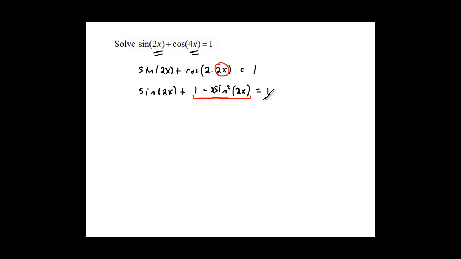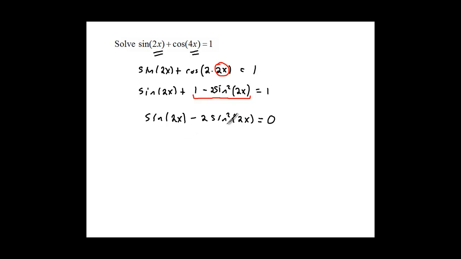And to solve a quadratic form, I always want to get everything equal to 0. And then if I can factor things, I'll consider myself lucky. So I'll subtract 1 from both sides. That will give me the sine of 2x plus 1 minus 1 is 0, minus 2 sine squared of 2x is equal to 0. And fortunately this factors. If it didn't, I would fall back on using the quadratic formula, which would be just as good, but it would take a couple more steps.